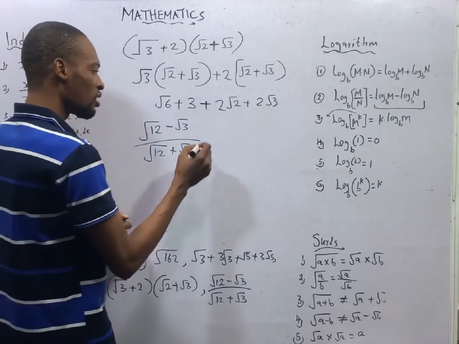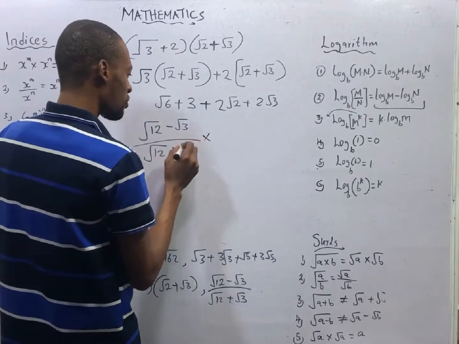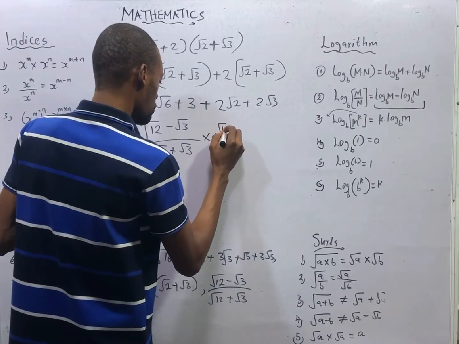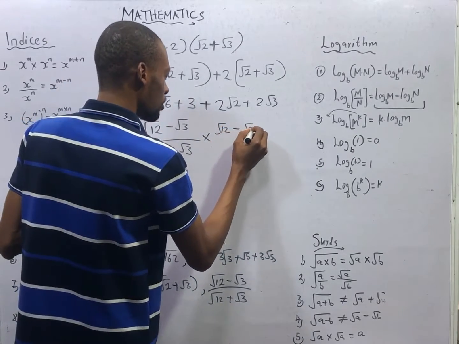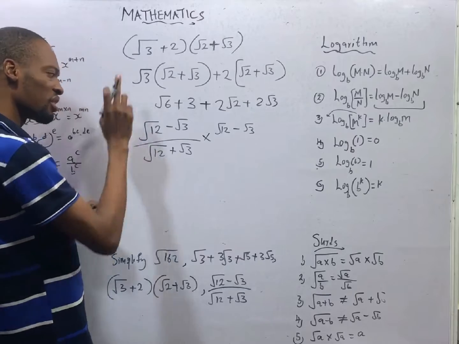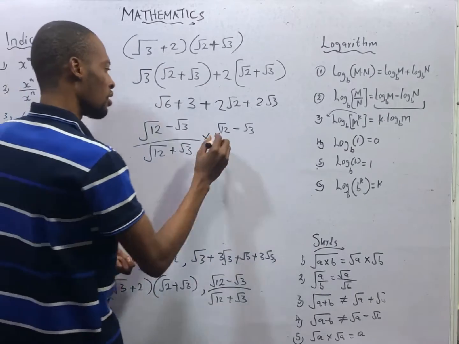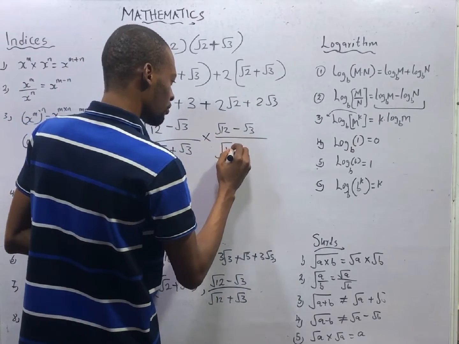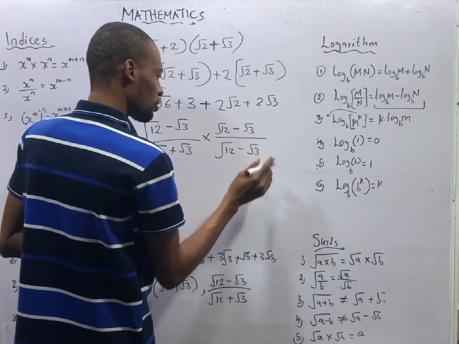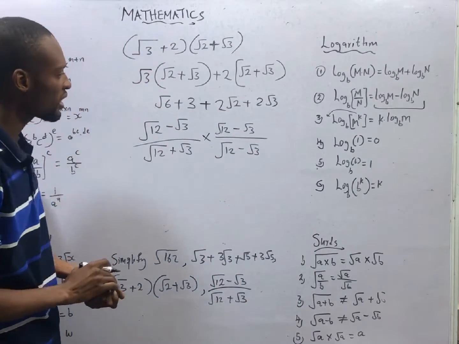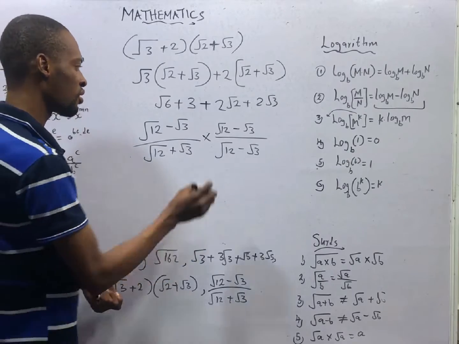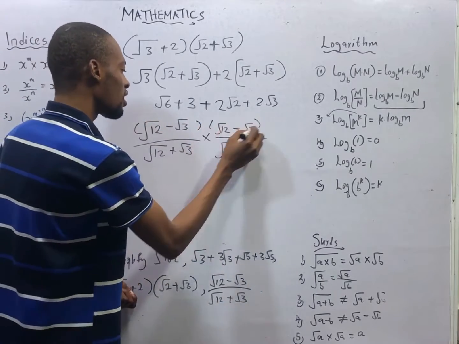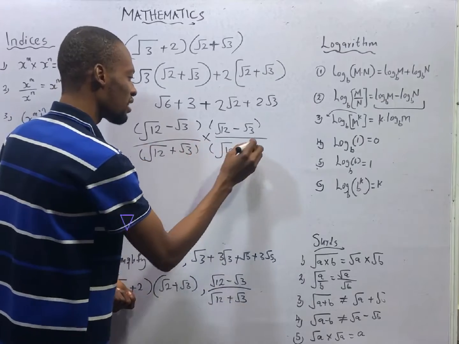How do you rationalize? This is the denominator. You write it here, root 12. Instead of plus, it becomes minus root 3. If it's a minus, you turn it to plus. That is it. Over the same thing, root 3. Where does this lead you to? It leads you to multiplication. So we are using this to multiply this, and we are using this to multiply this.